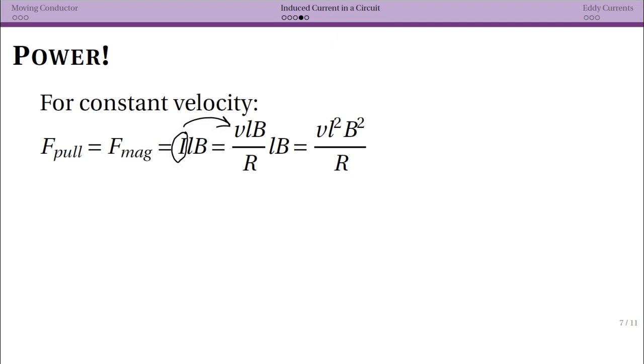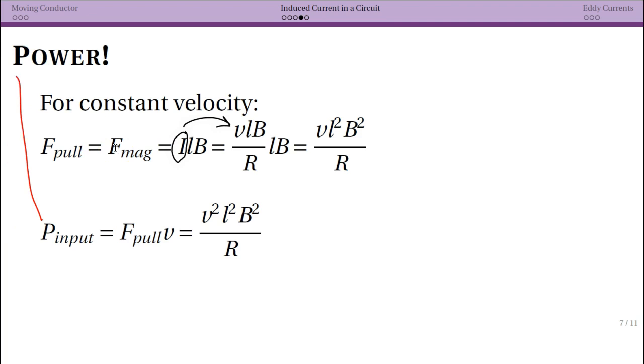What's interesting, we usually define power as energy per time, but it also can be defined as force times velocity. So if we just think about our power input, capital P in this case is for power, we can multiply the pulling force times the velocity that we're pulling it at. And now we get this form, lots of stuff squared over resistance. Okay, that in itself, it's an equation, it's not that interesting.